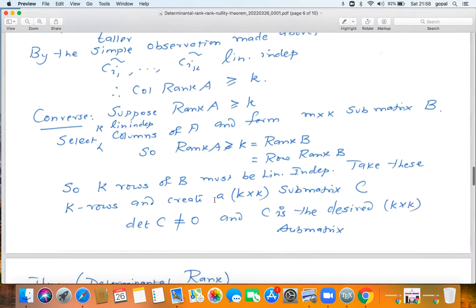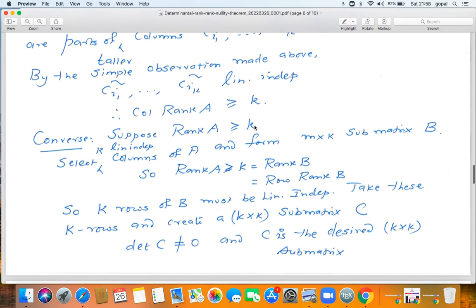Conversely, suppose that the rank of A is bigger than or equal to k. That means that A must have at least k linearly independent columns. So I just select these columns and consider the submatrix. How many columns have I selected? K columns. How many rows are there? M rows. So these k columns will form an M cross k submatrix B. So B is obtained from A just by keeping those k columns and discarding everything else.